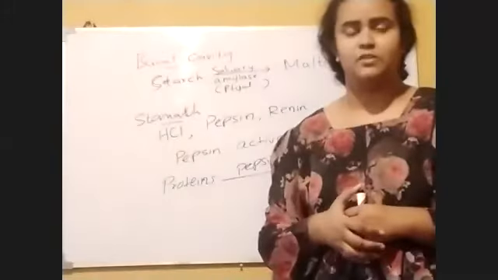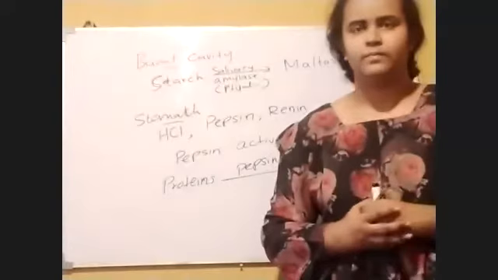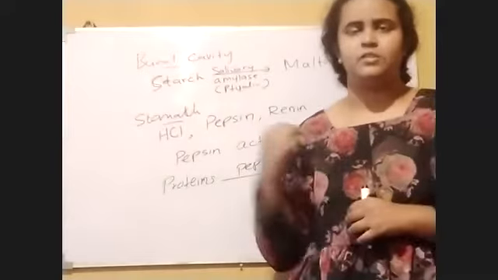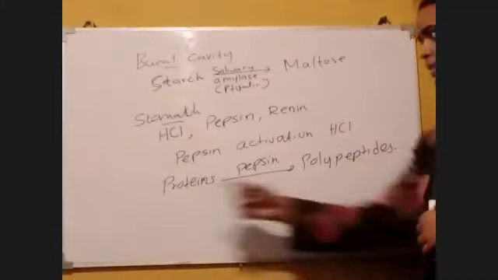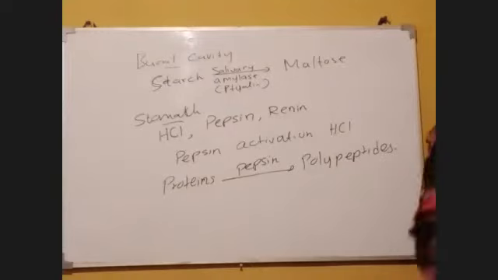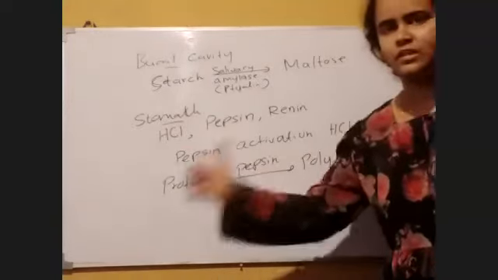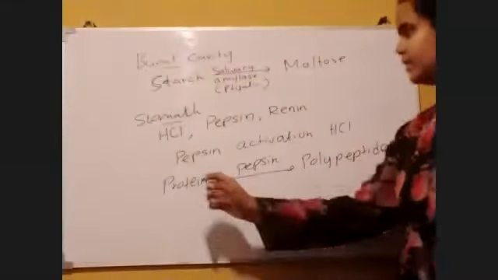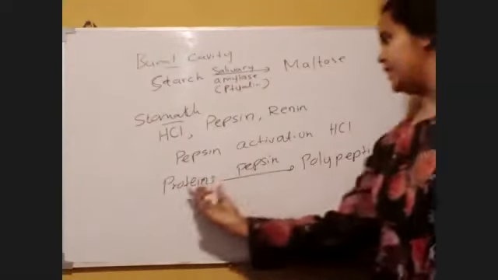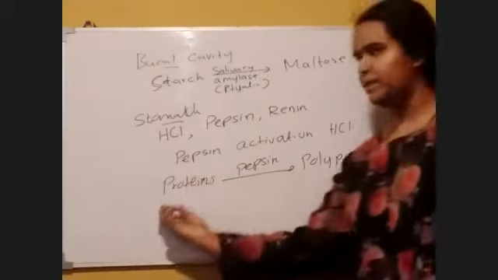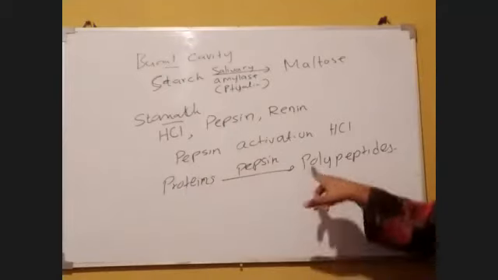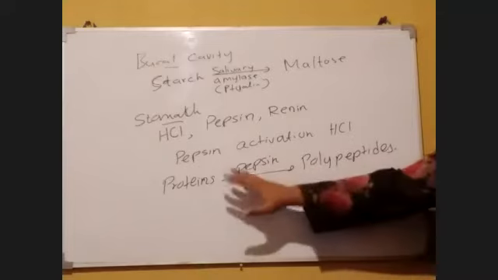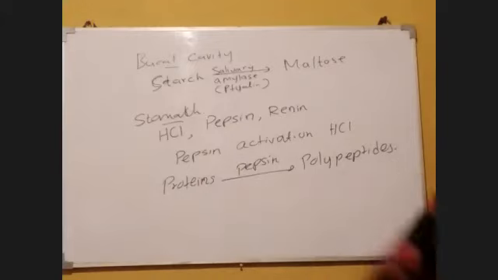Which one is larger, polypeptides or proteins? Definitely your answer should be proteins. Why is that? During digestion, what is happening? The complex molecules are breaking down into simple molecules. So here, these proteins have been converted into polypeptides. That means complex proteins have been broken down into simple molecules, polypeptides, by the aid of the enzyme called pepsin.